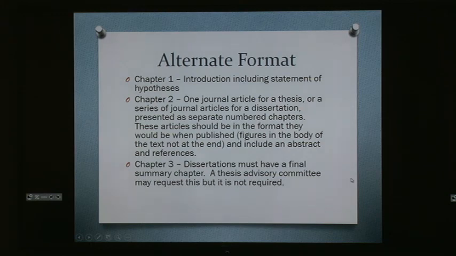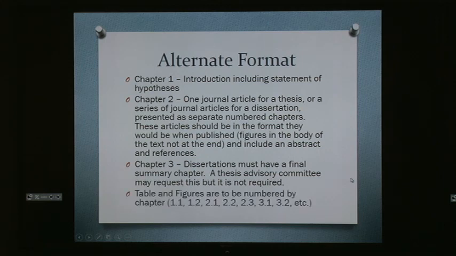Okay, dissertations must have a final summary chapter, and a thesis advisory committee may or may not request this, but it's not required. And the other difference is that tables and figures are to be numbered by chapter. So say you have chapter 2 as a standalone article, it's got its own set of figures, figure 1, 2, 3, 4, 5, but it is in chapter 2, so you've got a couple of figures in chapter 1, 1, 2, 3. That's going to be confusing to the readers.